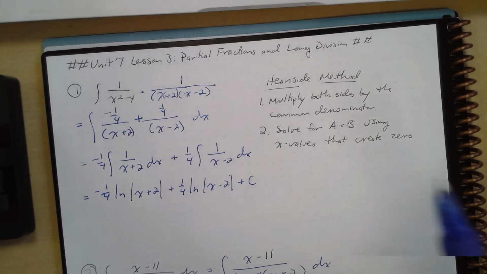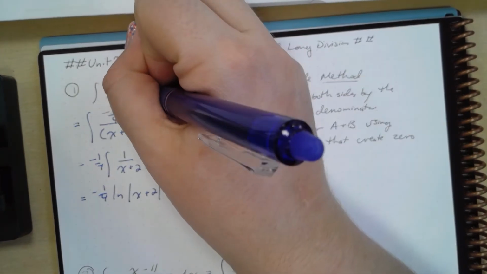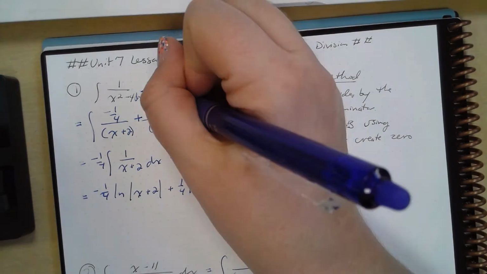So sometimes you might have an integral like this one, which I should have a dx at the end of, but I have 1 over x squared minus 4. Now, we don't actually have a way to calculate that at this current point in time. So what we can use is what's called the Heaviside method.